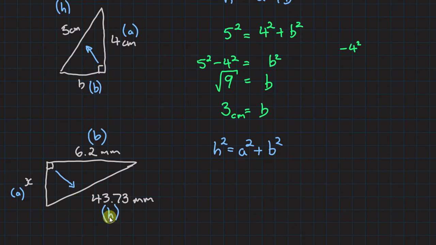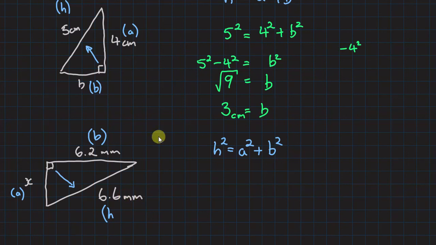Replace each letter with the right number. So H is 43 point, oh, I forgot to do something in that question. Sorry, I'm just going to come back. That should be 6.6. I didn't realise before. Sorry about that. I might go back and edit it. No, I'll show you the mistake. So this is 6.6 millimetres.